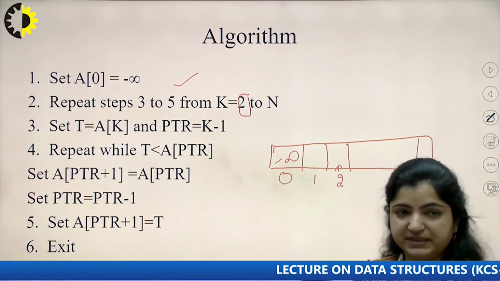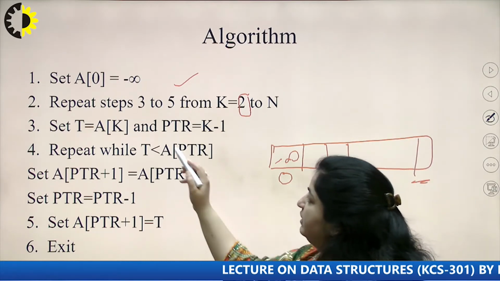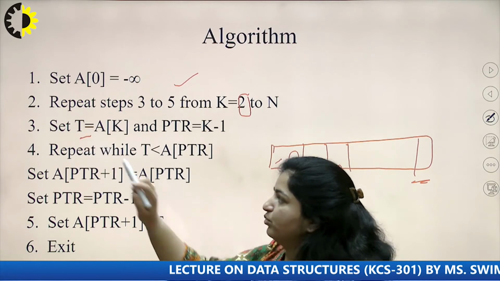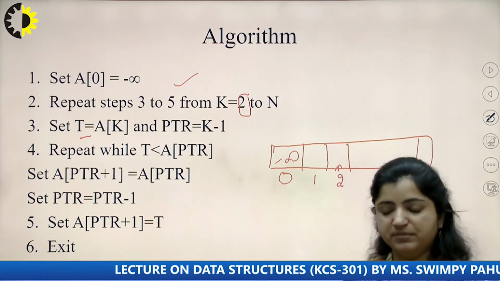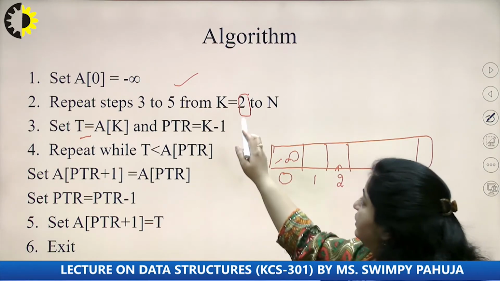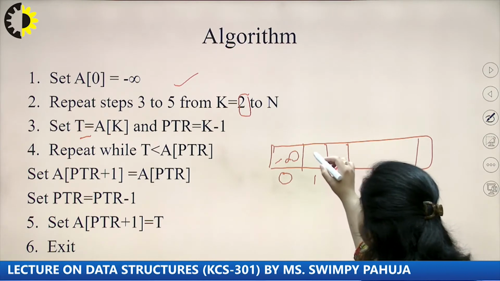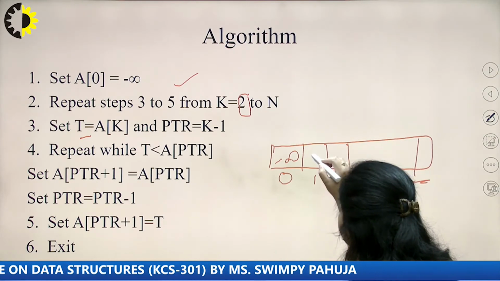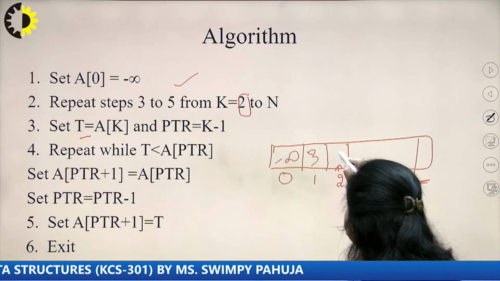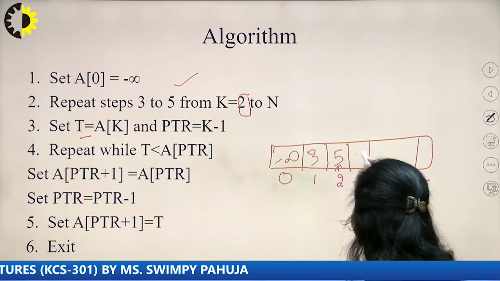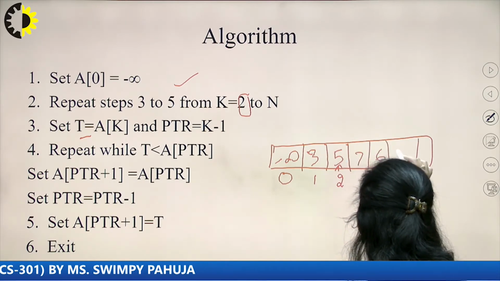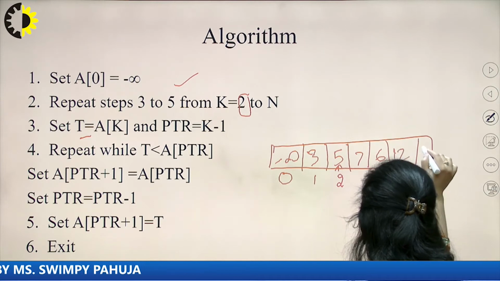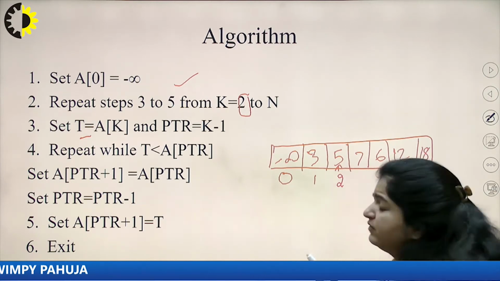Now what we will do is, we will have one more variable called a temporary variable, and we will place the value of this second position in it. Let's assume there are some values here. Let's say I have 3 here, 5 here, then 7, 6, 12 and 18. I have these values here.